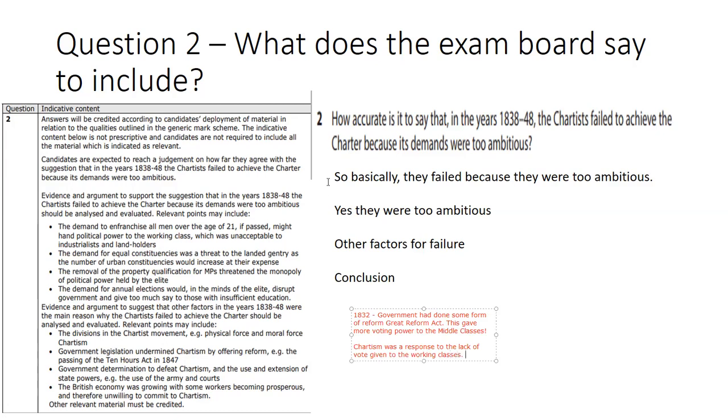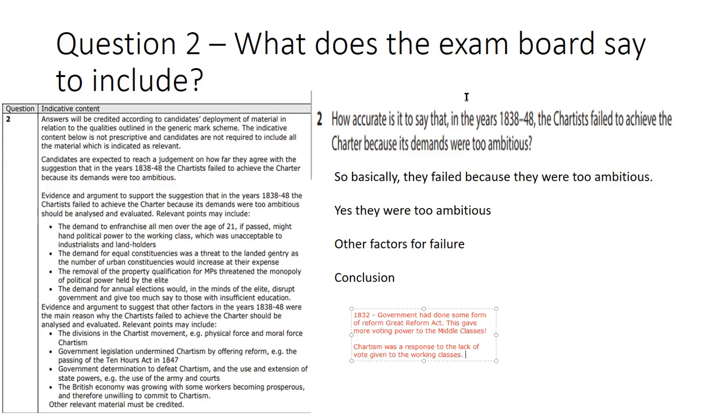Okay. The demand for equal constituencies was a threat to the landed gentry, as the number of urban constituencies would increase at their expense. The removal of property qualification for MPs threatened the monopoly of political power, and the demand for annual elections would, in the mind of the elite, disrupt government and give too much say to those with insufficient education.